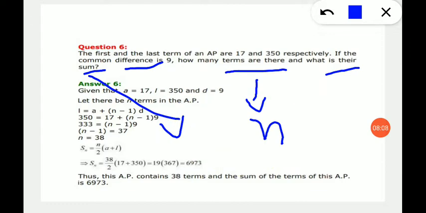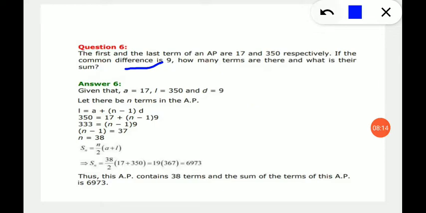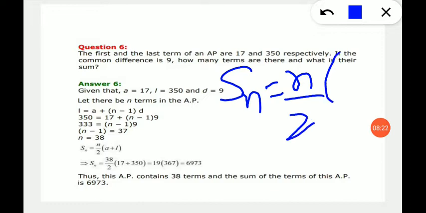So two things we have to find out, which means we have to use two formulas, or we can use only one formula also. Yes, we know Sn is equal to n by 2 into (a plus L).